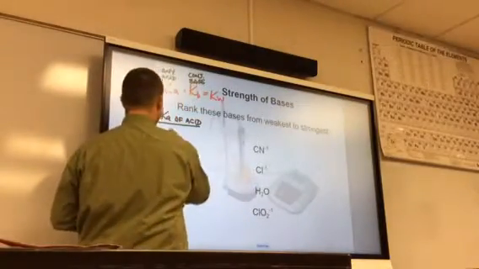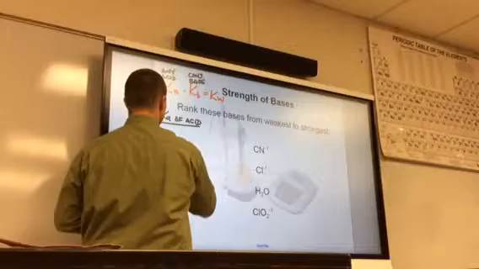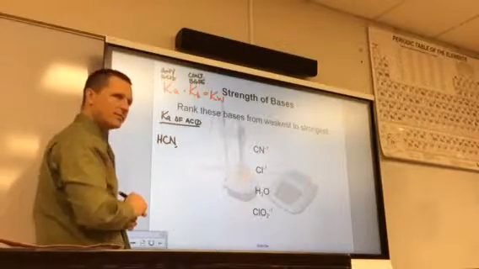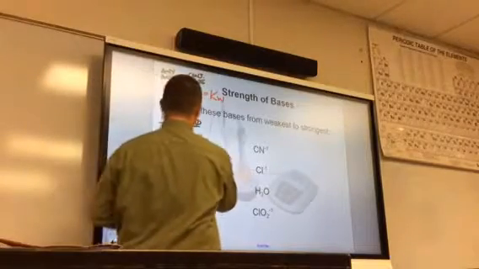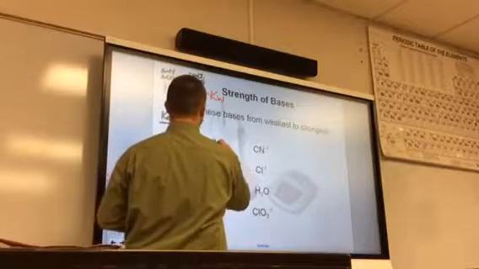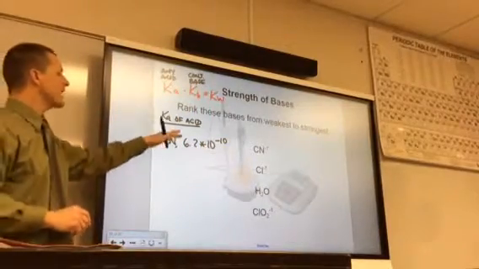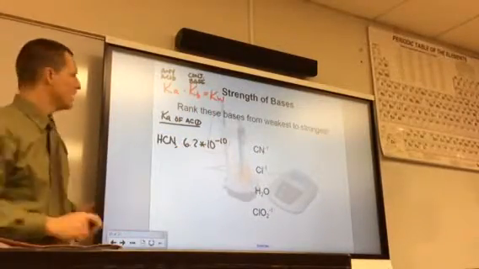So for the cyanide ion, its acid is HCN. Elena, what is the Ka of HCN? It's toward the bottom. 6.2 times 10 to the negative 10. Thank you. So HCN as an acid has that Ka value.